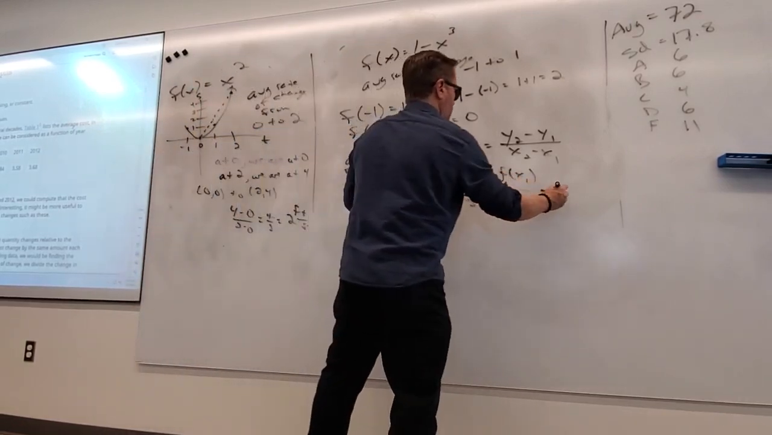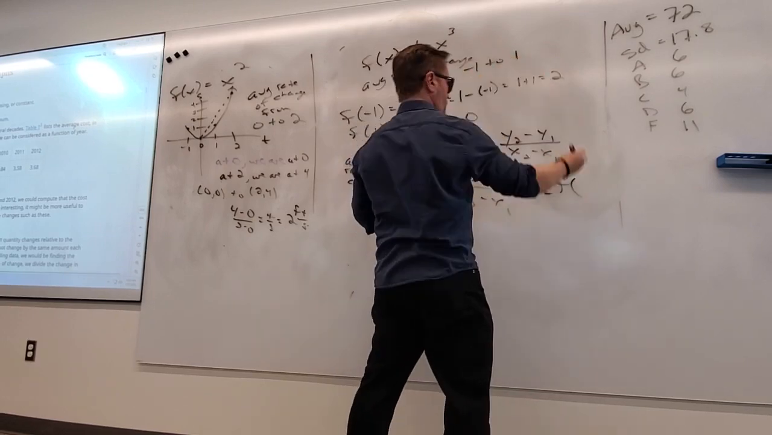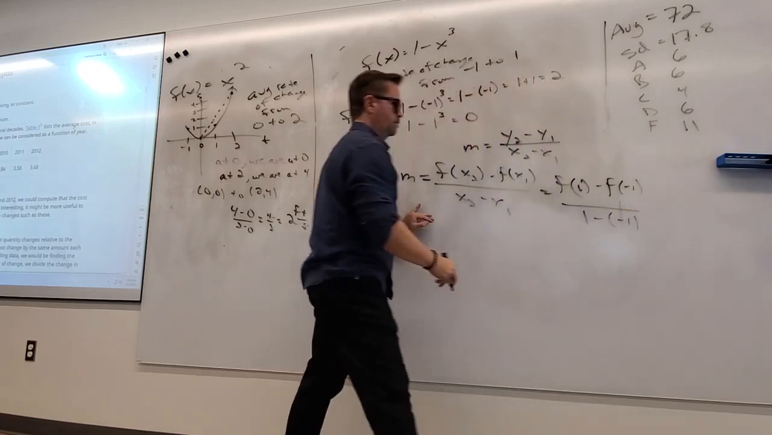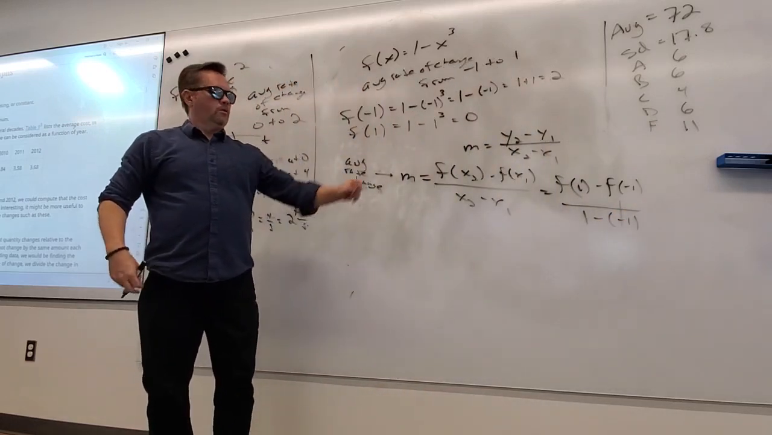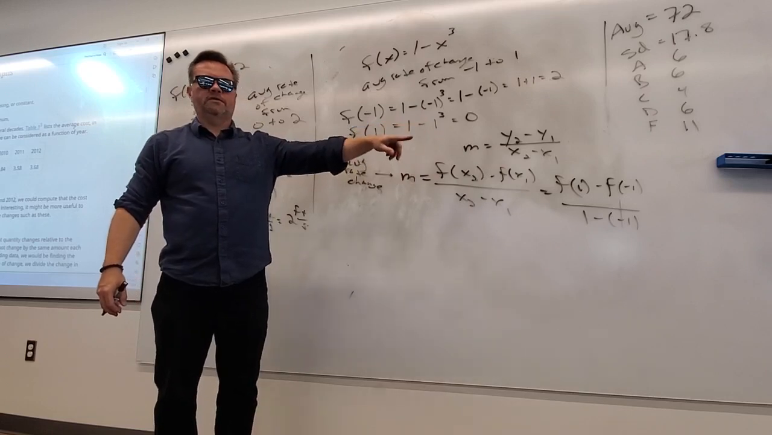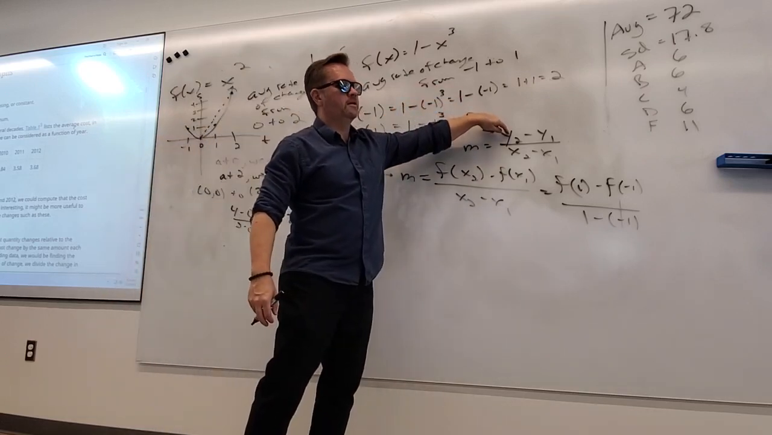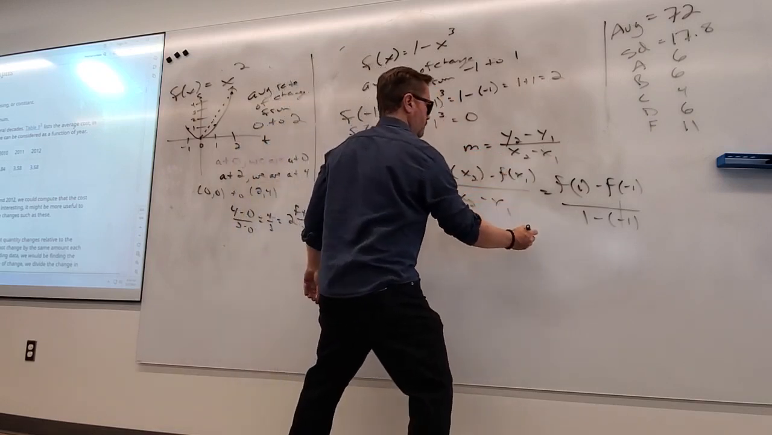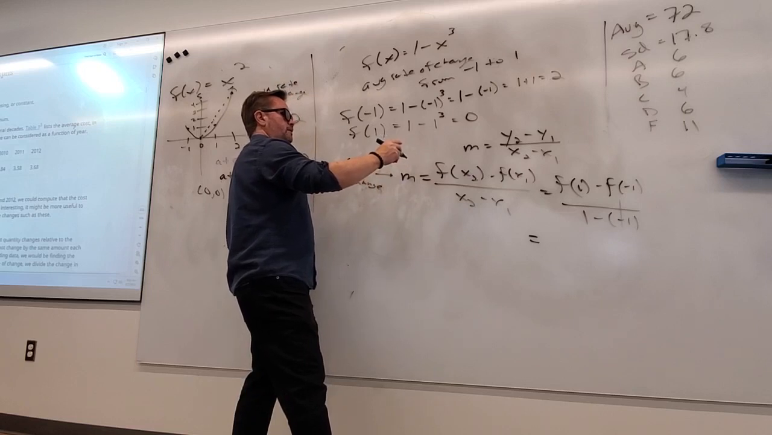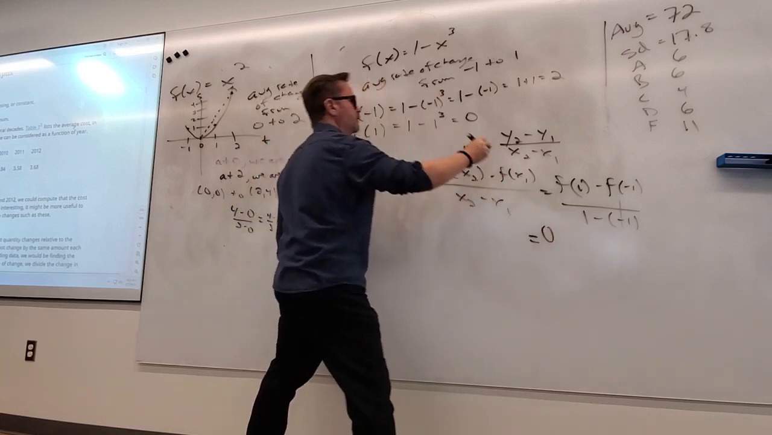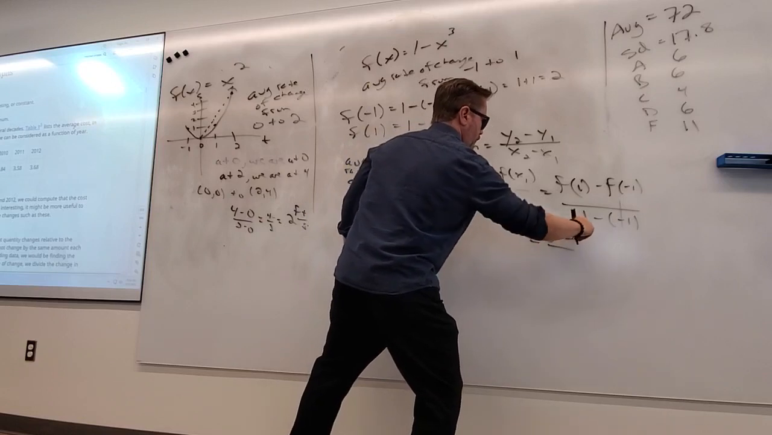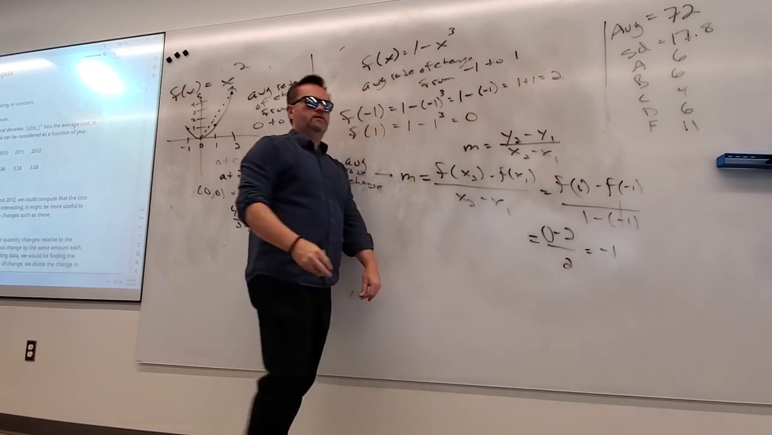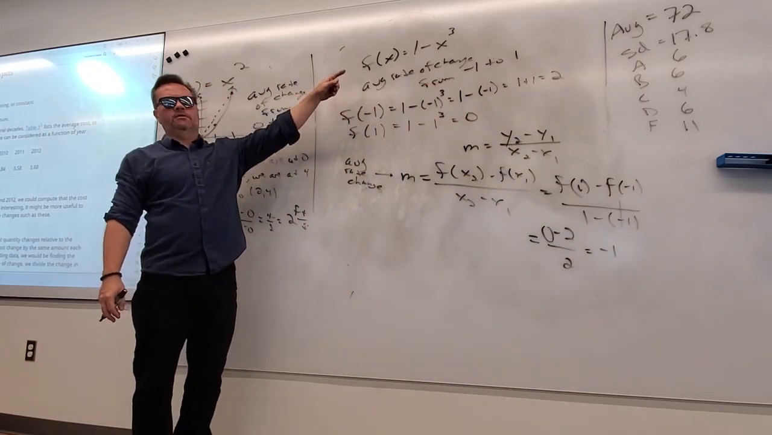So this would equal f of 1 minus f of negative 1 over 1 minus negative 1. The difference in the y's, the difference in the x's, the difference in the outputs divided by the difference in the inputs. So what was f of 1? 0. And what's f of negative 1? 2. And 1 minus negative 1 is 2, so I get negative 2 over 2, which is negative 1. So the average rate of change is negative 1.